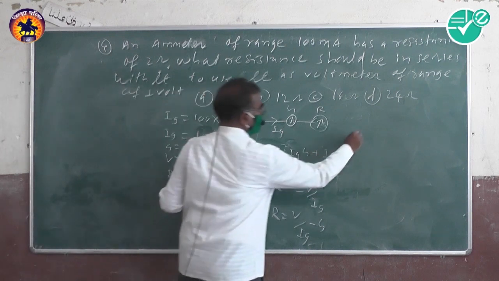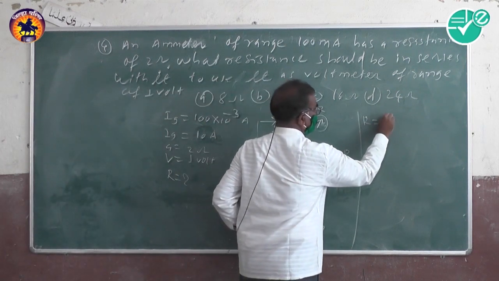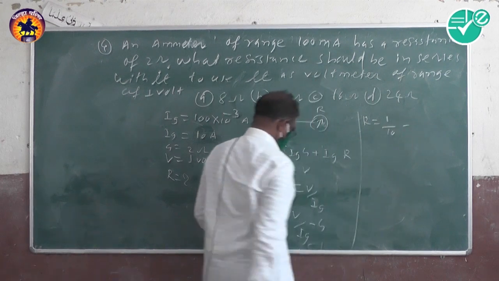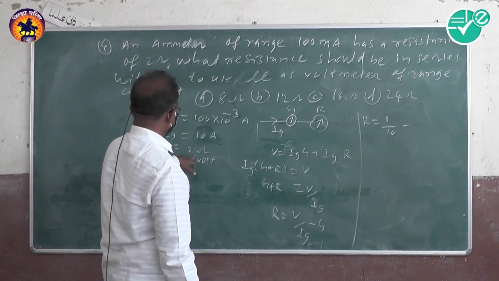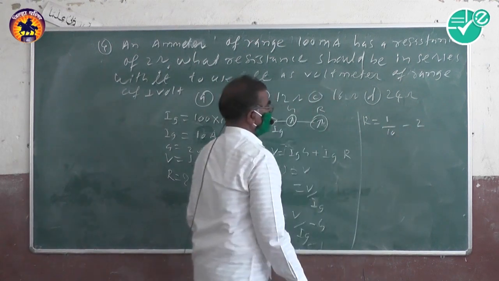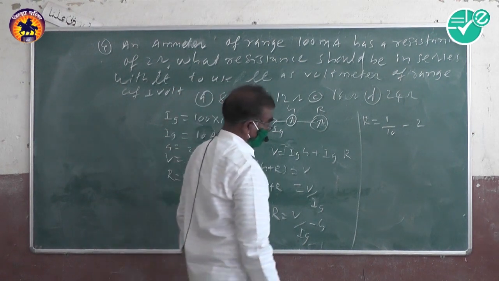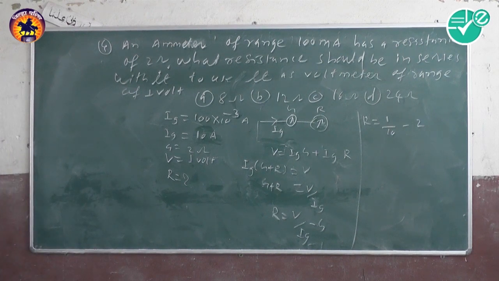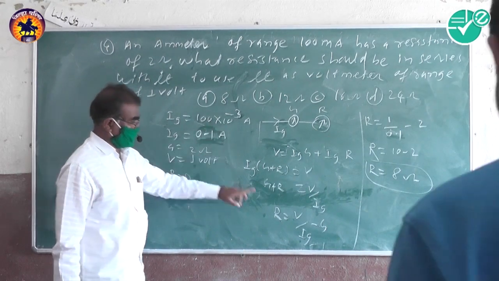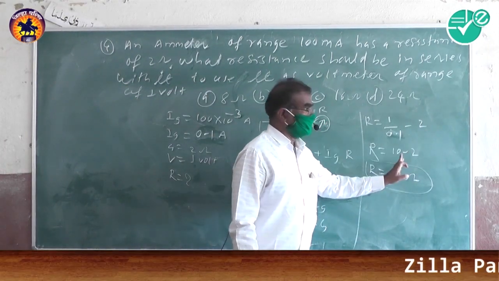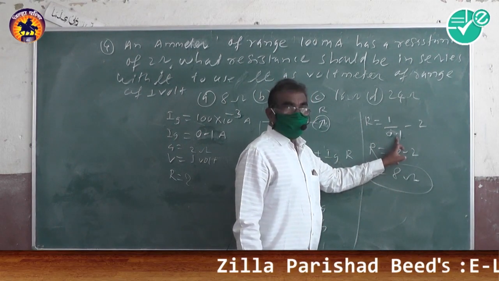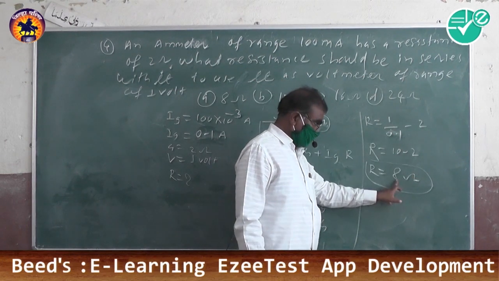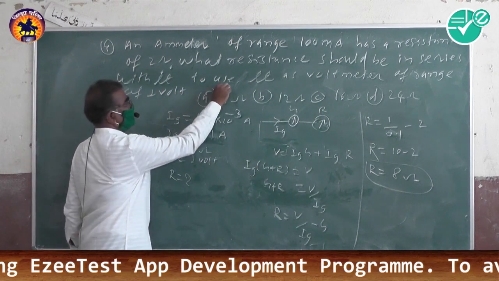V is 1 volt. Putting the values, R equal to V is 1 volt, Ig is 10 raised to minus 1 ampere, minus G, G is 2. Therefore 1 by 0.1 minus 2, 10 raised to 1 minus 2, that is 8 ohm. That is the multiple choice, A is correct.